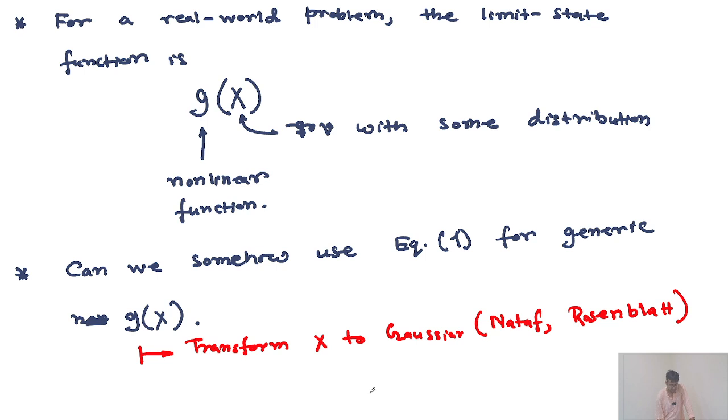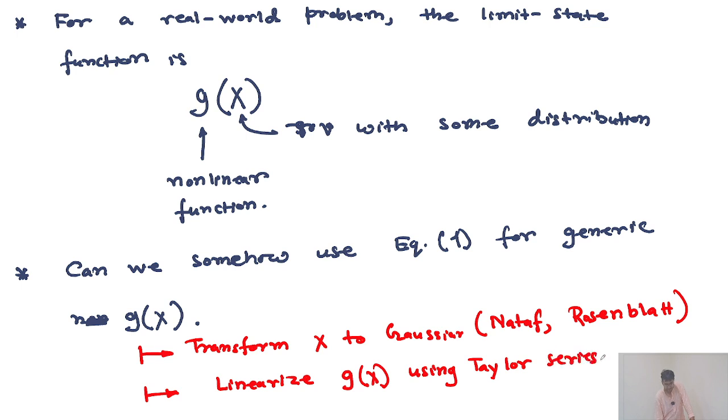Okay. And then the second thing is to linearize G of x using Taylor series. Okay. And if you do that, you will end up with a linear expression. So that is basically what you are going to do.